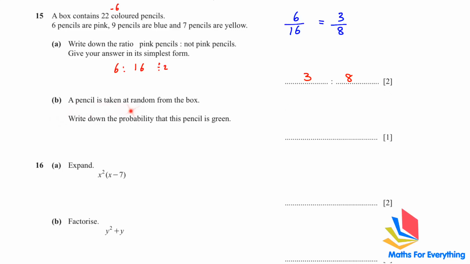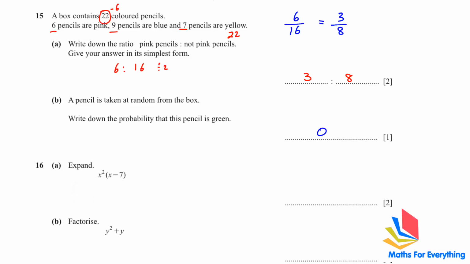Part B. A pencil is taken at random from the box. Write down the probability that this pencil is green. Let's just check. 6 plus 9 plus 7 will give us 22. And there are total 22 pencils. We can see that there is no green pencil. So the probability of the pencil being green is 0.